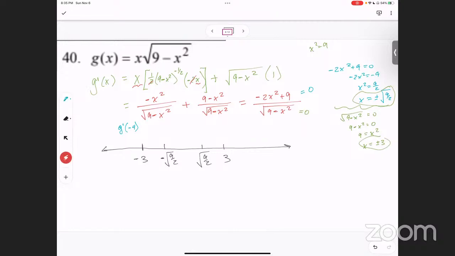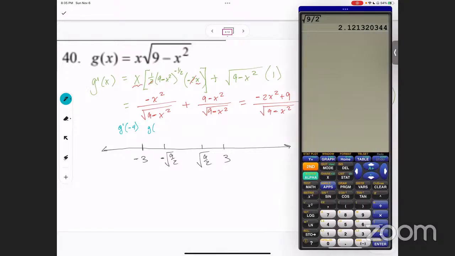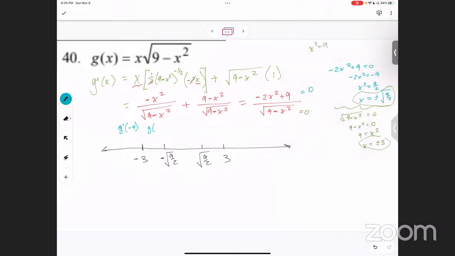What am I going to plug in between these two? This is where it gets a little tricky. What is √(9/2) again? It's like 2.12. So then -2.5, I guess. Yep. That's what the square root of 9/2 is, 2.12, roughly. So let's go -2.5, right?